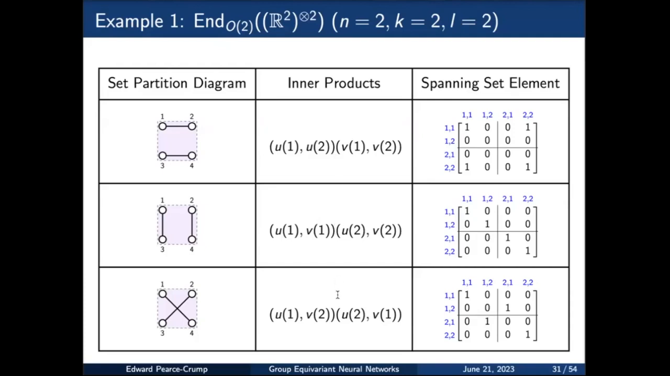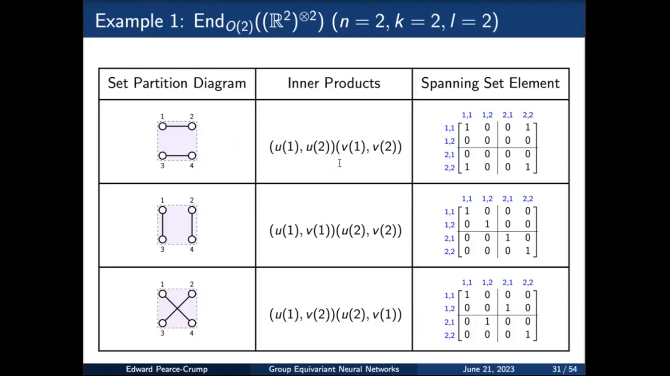Now, one thing we can do is represent the inner product by a set partition diagram. How's that done? Well, we place our U vectors on the top row and our V vectors on the bottom row, and then draw a line if and only if they are in the same form. So U1 and U2 are in the same form, so we pair them here. And V1 and V2 are in the same form, so we pair them here. Similarly, if we take this one, U1 and V1 are in the same form, so we pair down. And U2 and V2 are in the same form, so we pair down as well.